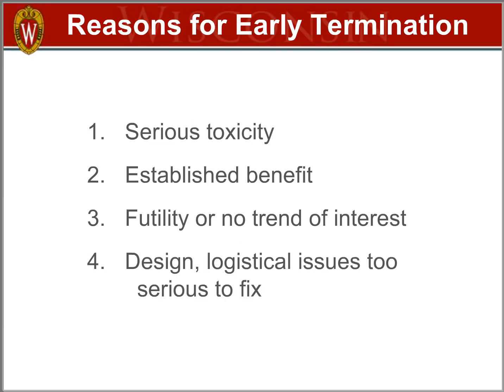A monitoring committee could terminate a trial early because there was established serious toxicity, or the benefit was convincing and already established, and there was no need to continue the trial further. On occasion, trials may be stopped for futility because the emerging trend is either of no interest or it's not sufficiently beneficial that you'll ever achieve statistical significance at the end of the trial. Fourth, hopefully not too often, the design or the logistical issues may be too serious to fix, in which case you need to stop and possibly start over.